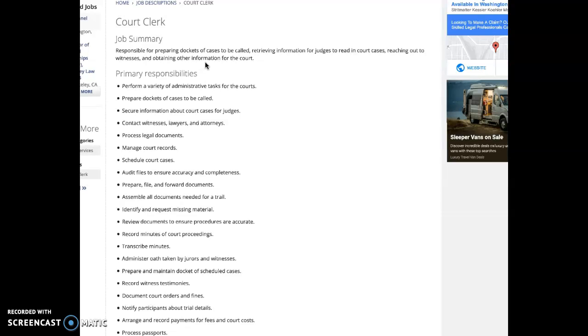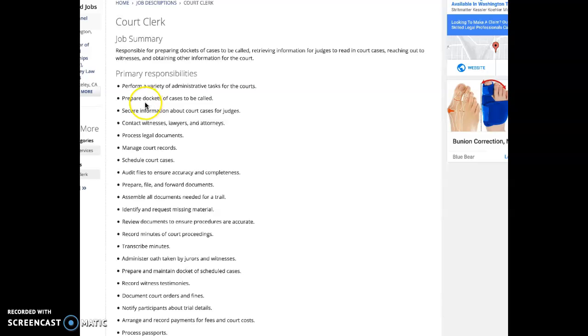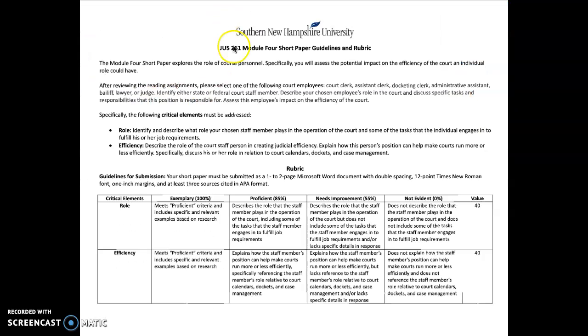Right? Now understand that each state and each local court might have different requirements for their court clerk. So understand that as you're doing some of your research, because in some cases maybe court clerks are limited to what they're going to do, and others they might have a broader range of duties and responsibilities. Okay, so for example, primary responsibilities: prepare dockets of cases to be called. All right, so if a court clerk is accurately recording and preparing dockets for cases, all right, then there is less likely going to be situations where that case is going to have to be continued.